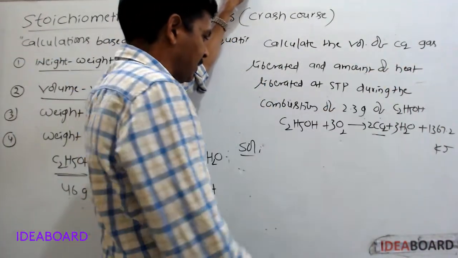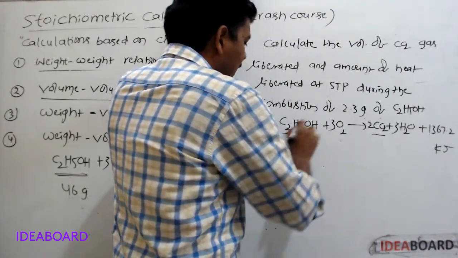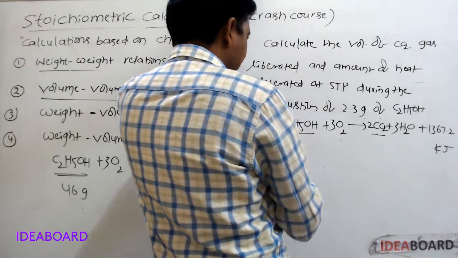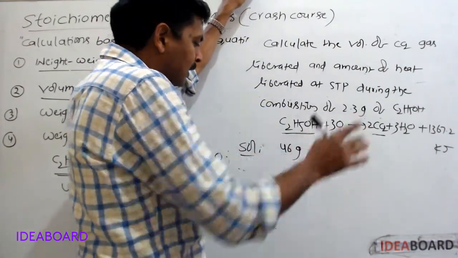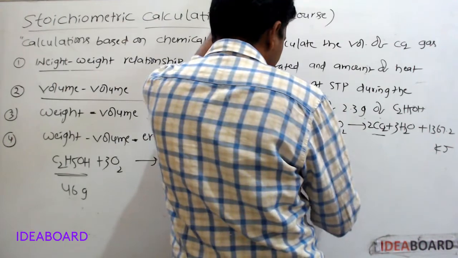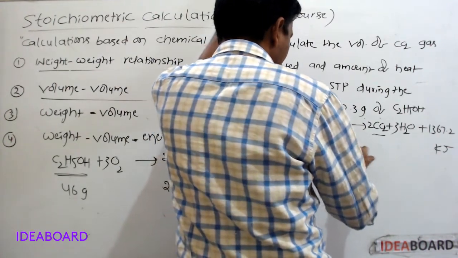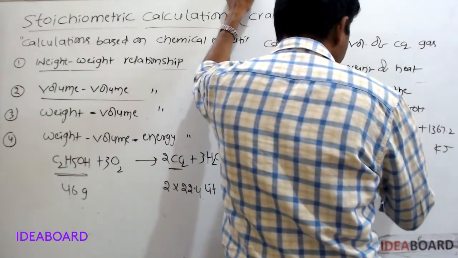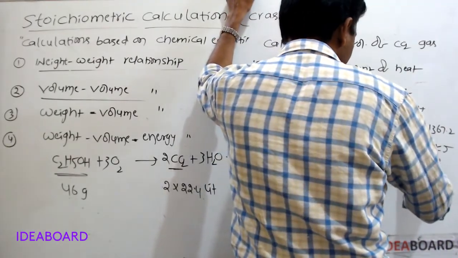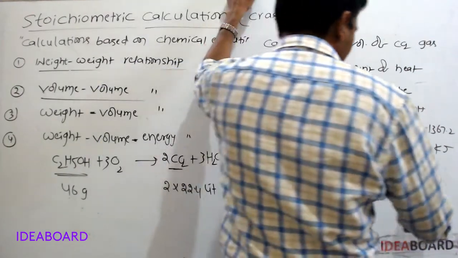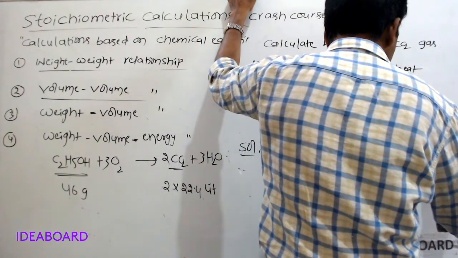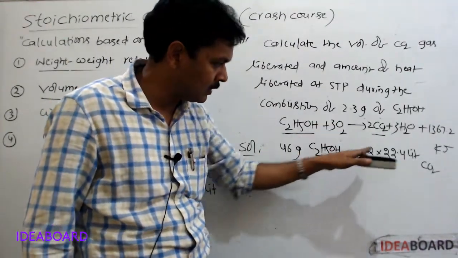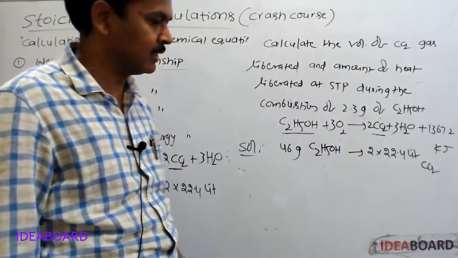From the equation, 1 mole of ethyl alcohol is involved. 1 mole of ethyl alcohol means 46 grams. During the combustion of 46 grams of ethyl alcohol, what is the volume of CO2 gas liberated? 2 into 22.4 liters of CO2 gas is liberated.